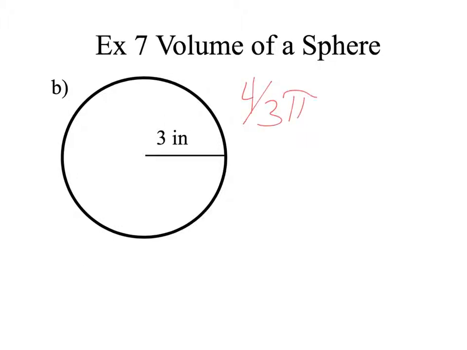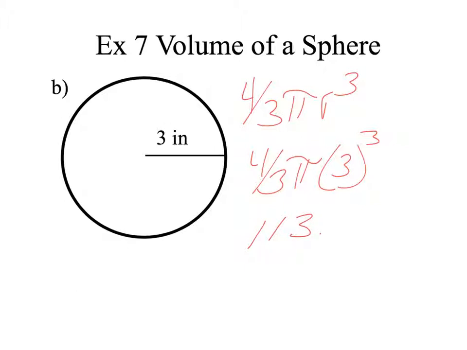4/3 pi r cubed. 4/3 times pi times 3 cubed. So 4/3 times pi times 3 cubed. I get 113.10 inches cubed with my rounding.